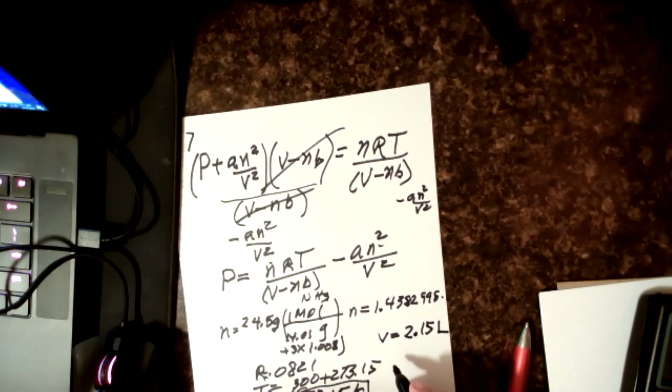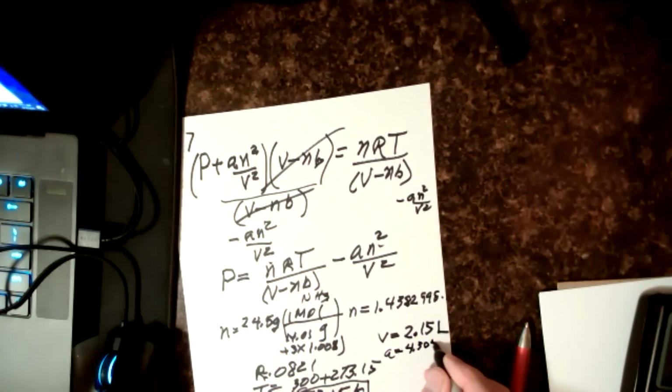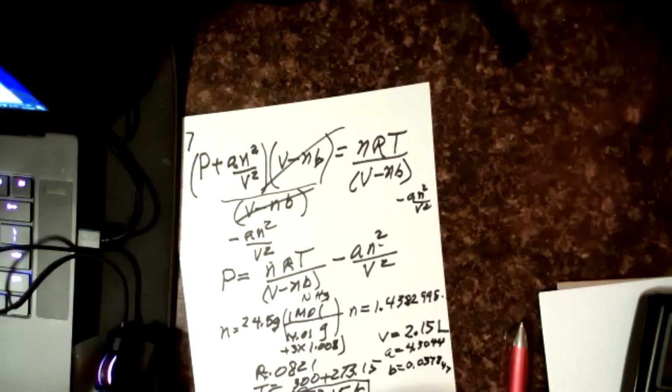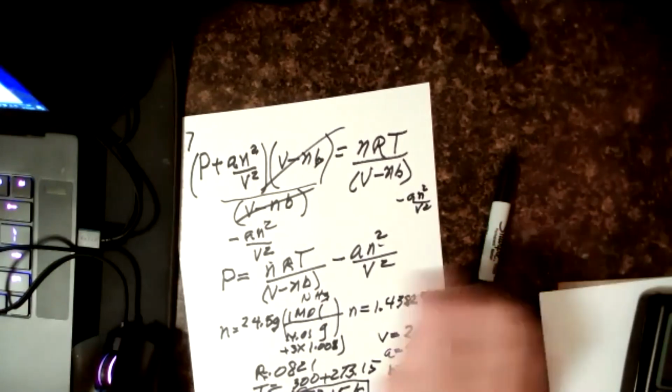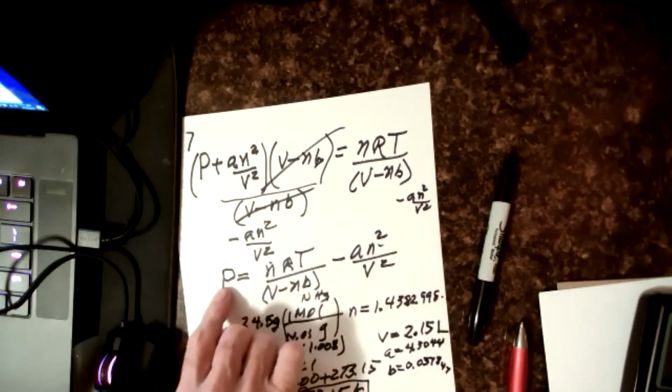Let's see, what else do I need? I got the temperature, volume, and R. My A and B constants. A is 4.3044 for ammonia, and B for ammonia is 0.037847. Okay, so now I've got all my data in there. So let's go ahead and do just exactly what this says.